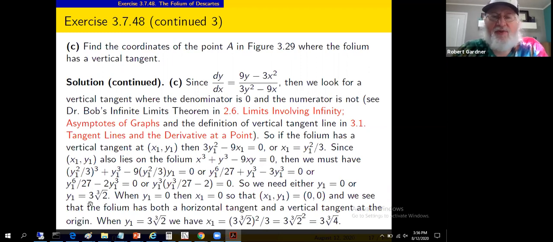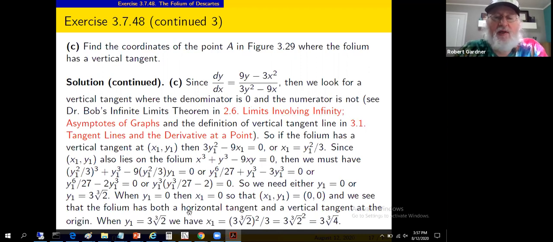The x's and the y's are playing some kind of symmetric role, it seems. We'll draw a picture at the end, or look at the picture again and talk about symmetries. But what we'll get is either y1 is 0 or y1 is this value here. Hey, when y1 is 0, then x1 is 0. We're talking about the origin. They're talking about point A, and point A was not the origin. It was somewhere on the right-hand side of the graph. So we can discount the origin given the kind of question they asked.